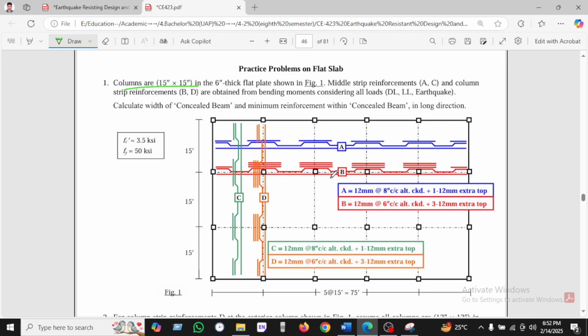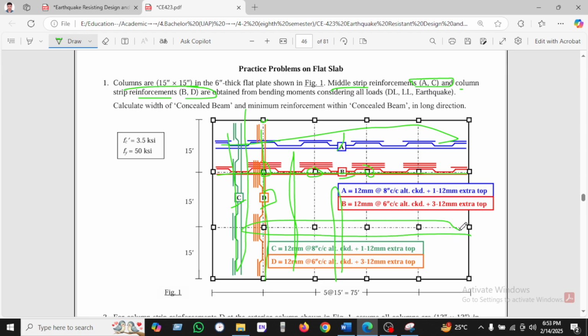So we can see here the middle strip AC, this is A and this is C, and the column strip BD, this is B, this is D, because this is the column, along the column there's a column strip. On the other hand, between two columns, this is the middle strip, this will also be middle strip. On the other hand, this will be column strip, this will be column strip. Okay.